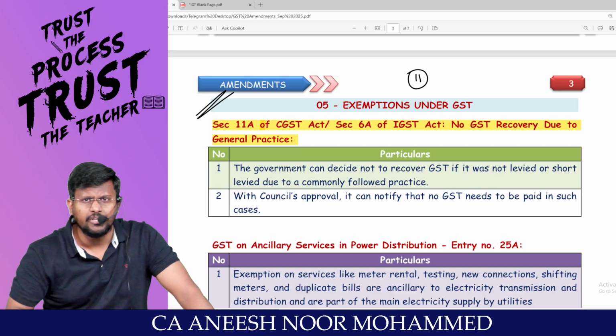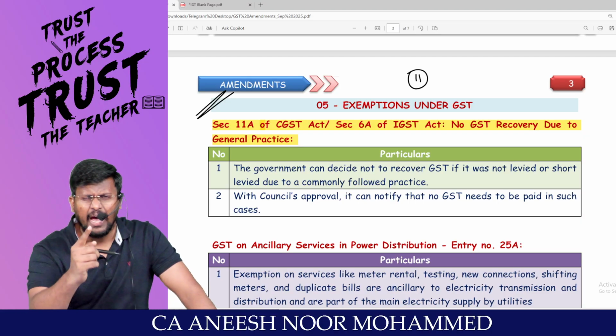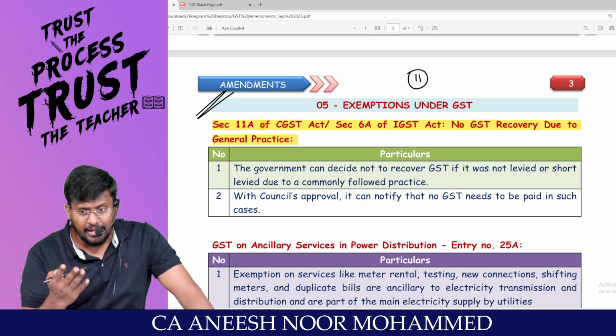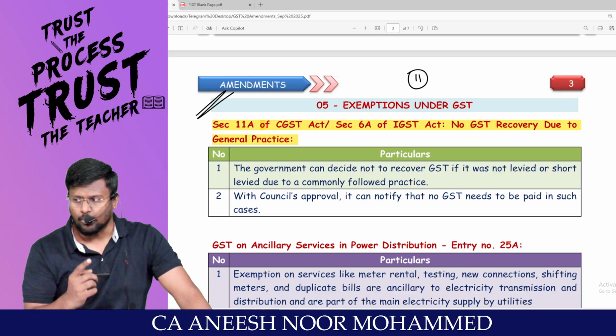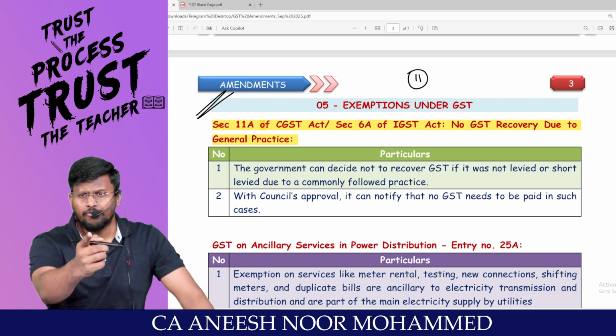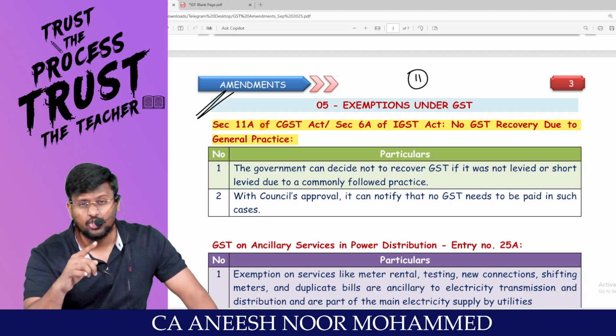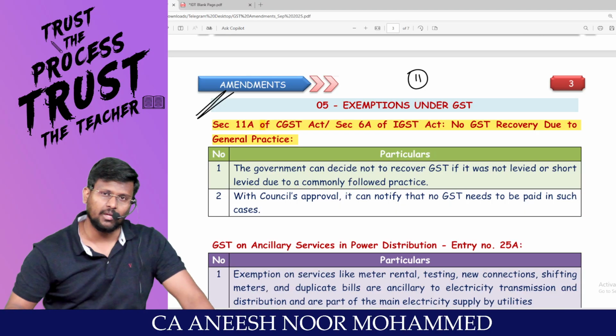Now, the proper officer is coming and saying, how dare you not collect GST for the calculator? Calculator is a taxable item. Calculator is a taxable item. You have not collected GST. You are supposed to pay GST from your pocket. Like this, the officers are torturing.